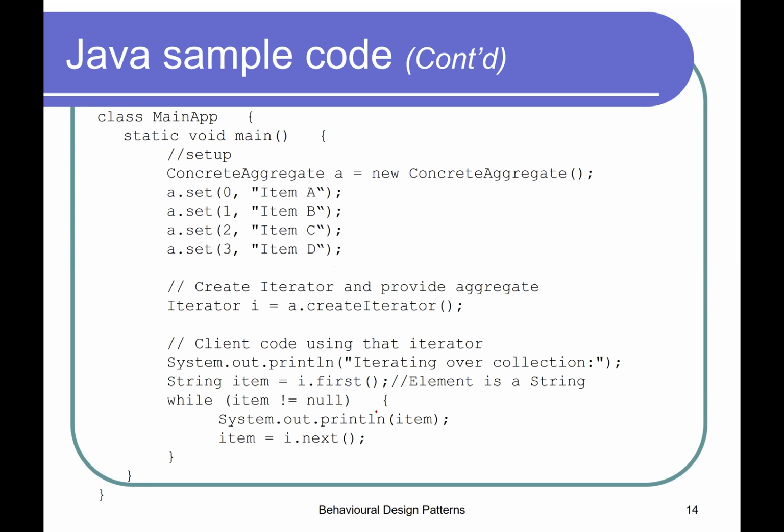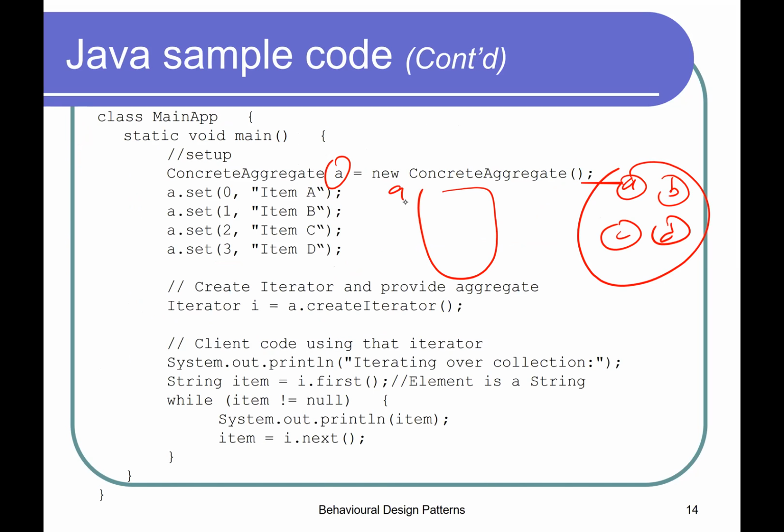Now, let's take a look over here at an example. I've got a concrete aggregate. I'm going to call it A. All right. Now, I happen to have 4 string objects, A, B, C, D. These are my objects over here. Now, I'm going to create an aggregate. It's called A. When I create the aggregate, I made the references as such. Put A over here, B over there, C over here, D over there.